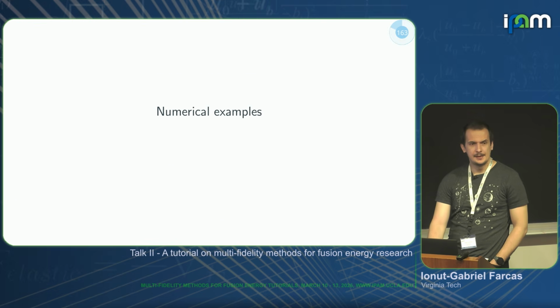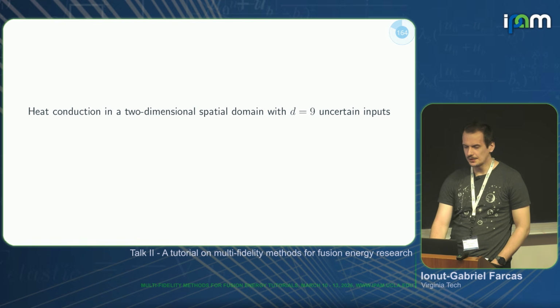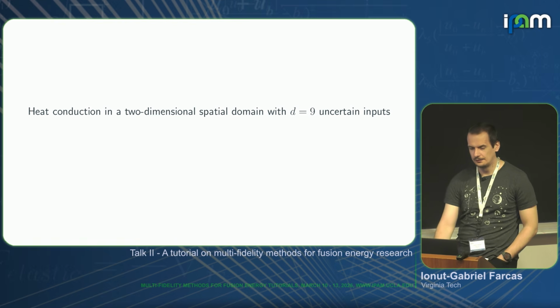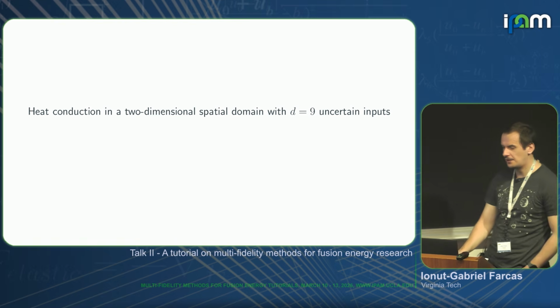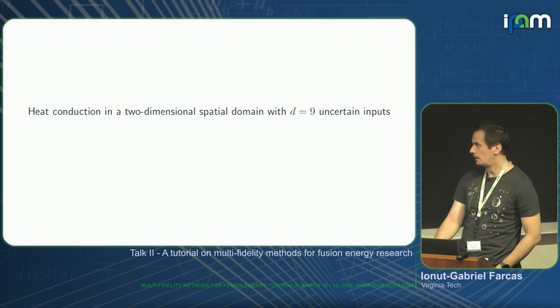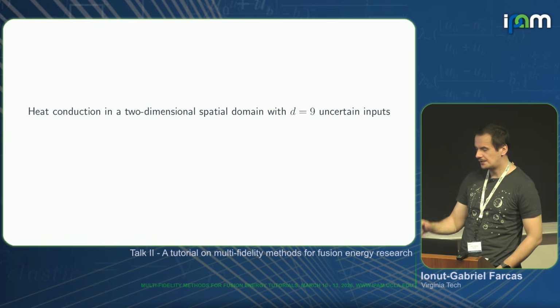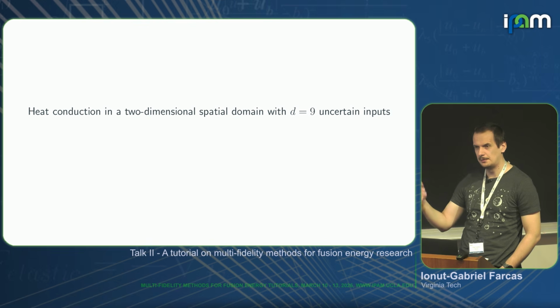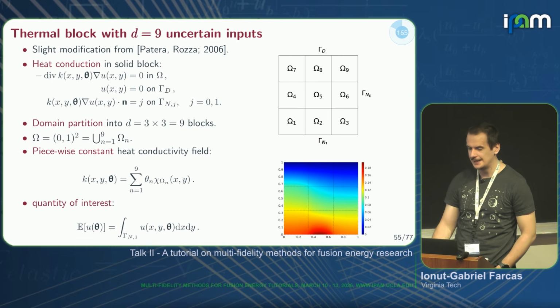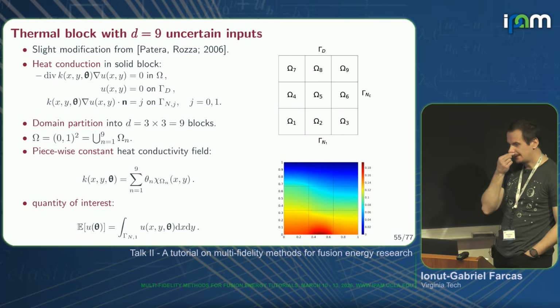All right, let's see some examples. So let's start with an academic example focused on heat conduction in a two-dimensional spatial domain, where we have d equals 9 uncertain inputs. So this is a 9-dimensional problem from the point of view of uncertainty propagation.